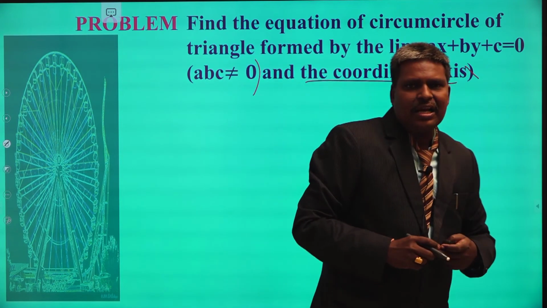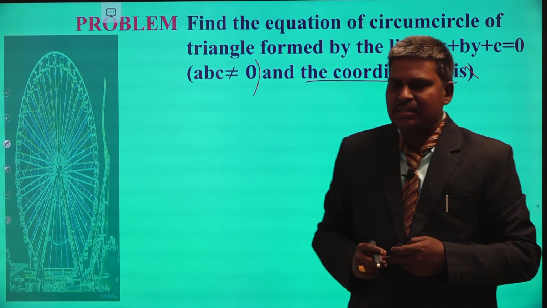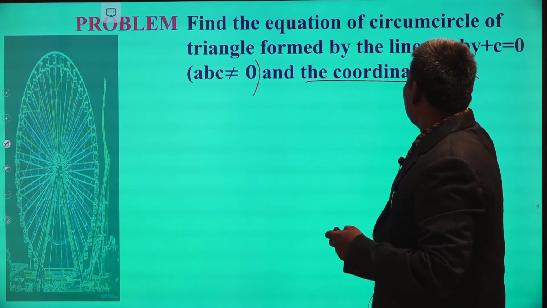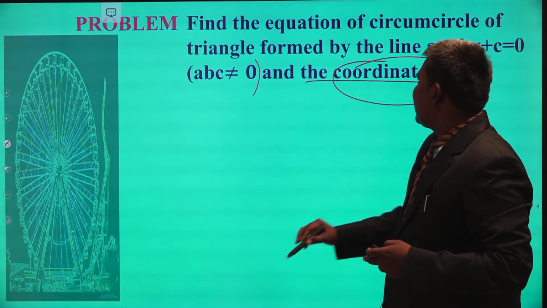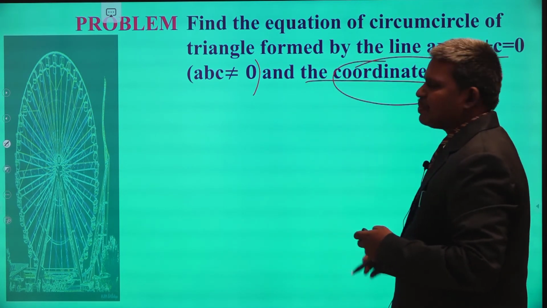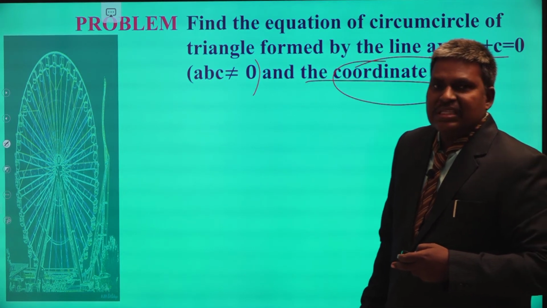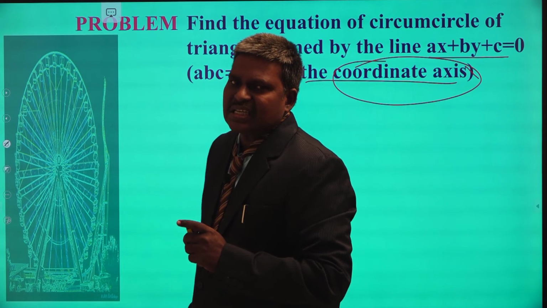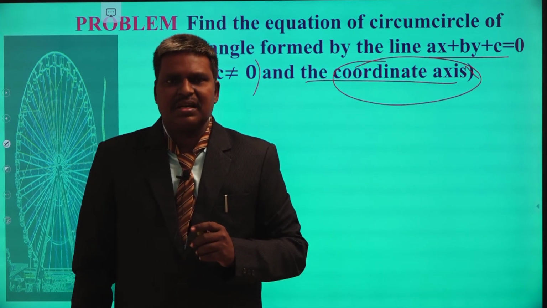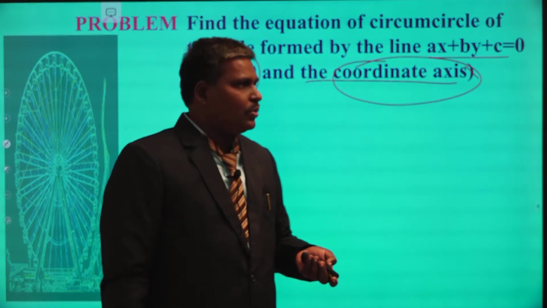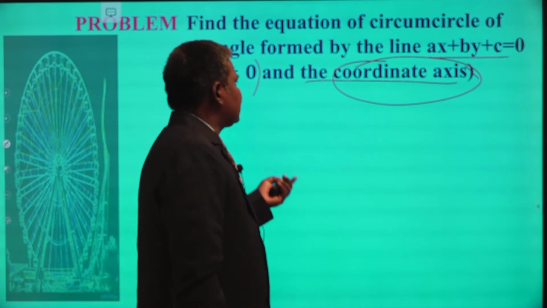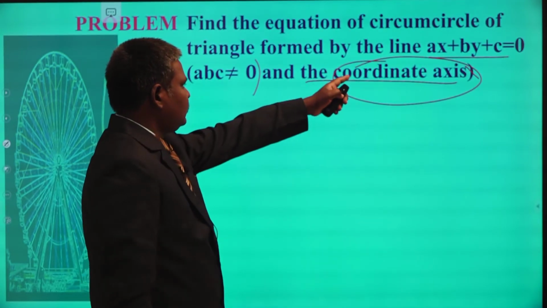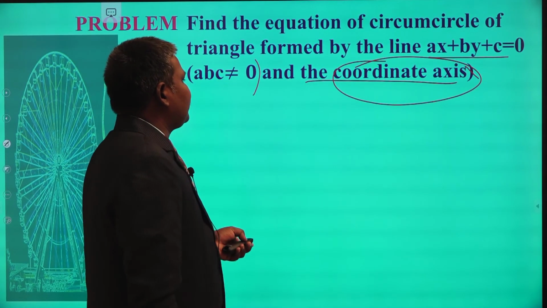So to get the triangle, how many lines do you need? 3 lines. Out of the 3 lines, 2 of them are coordinate axes and the other one is ax plus by plus c is equal to 0. Circumcircle means the circle passing through the 3 vertices of your given triangle. That is called circumcircle. All of you know the circumcircle. It is in the first year syllabus also. So let us try to draw the figure.